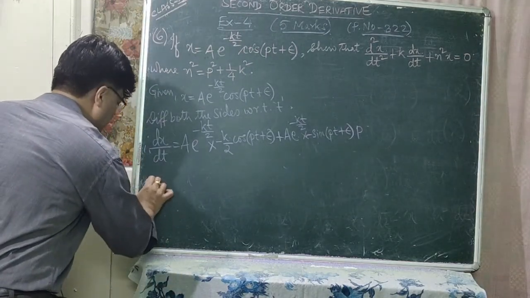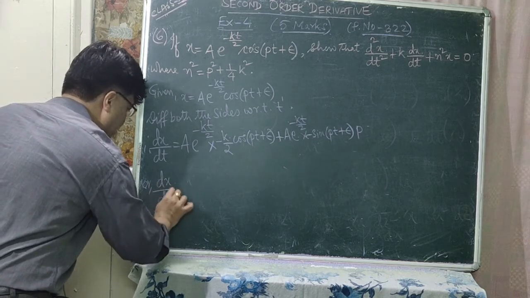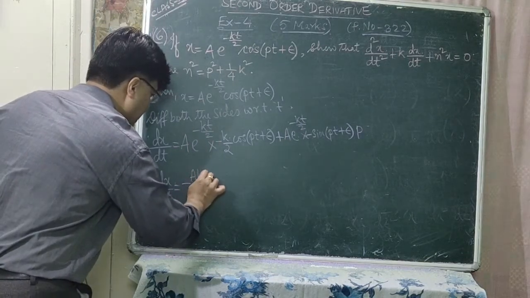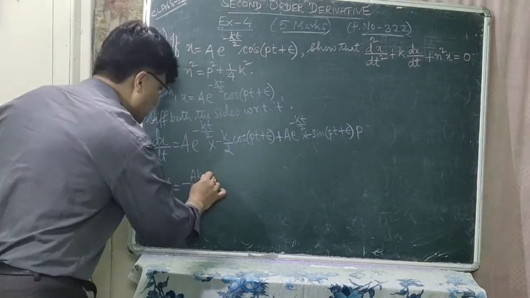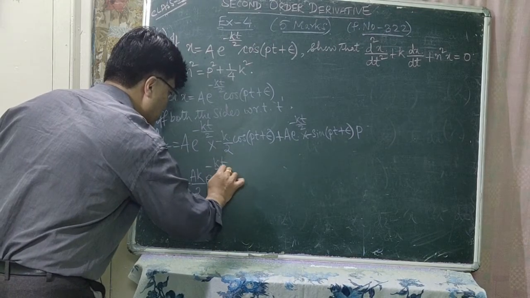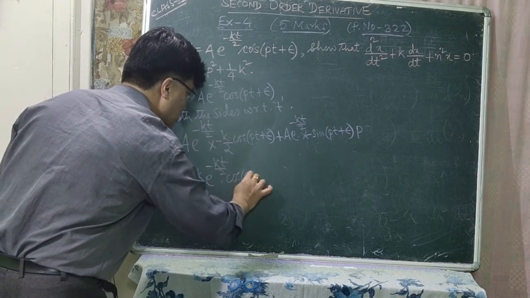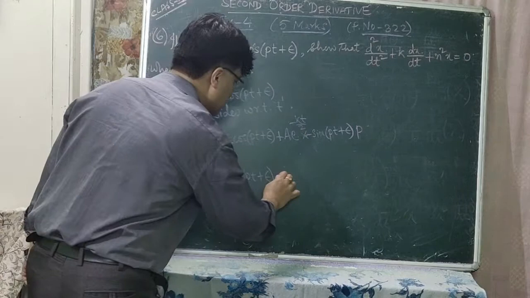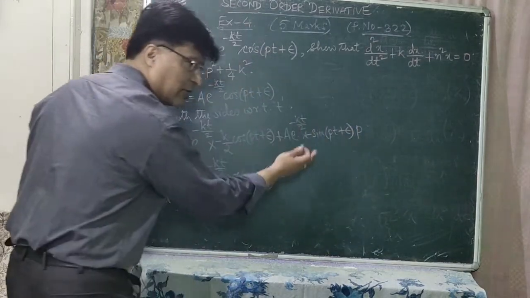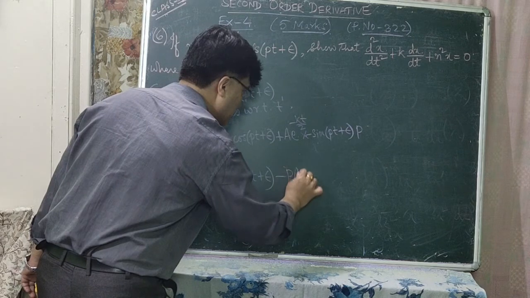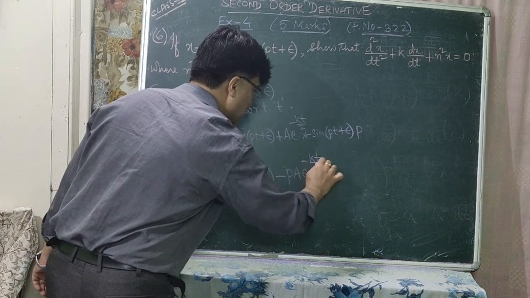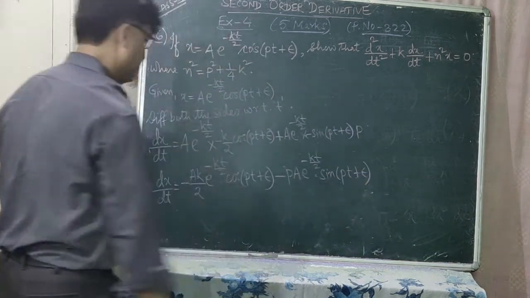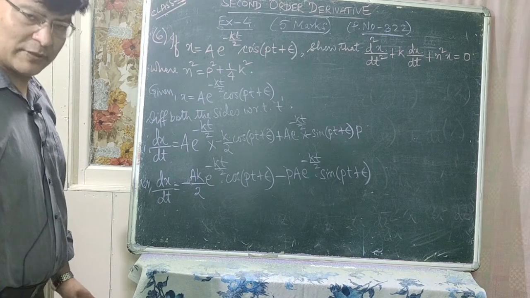Now dx by dt is equal to, now here you can write minus Ak by 2. This is constant. Now write down e to the power minus kt by 2 into cos, this is your pt plus epsilon. Is that clear? Then again plus or minus, minus, here this p is constant, it is taken outside, that is p into capital A e to the power minus kt by 2 into sine of, this is pt plus epsilon. So I think you have understood it.